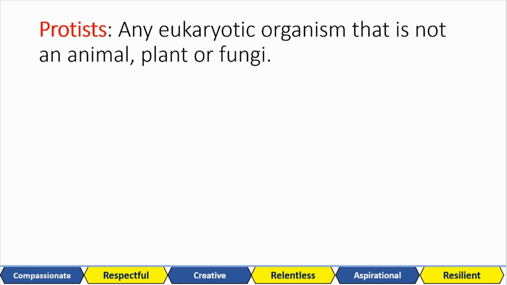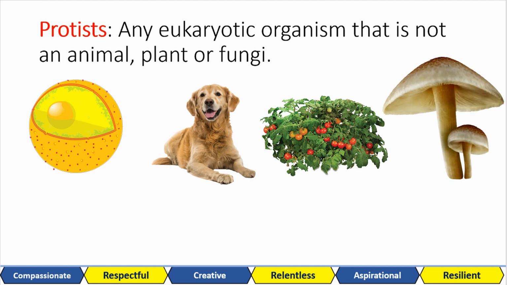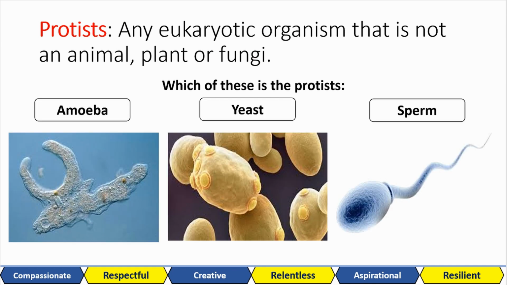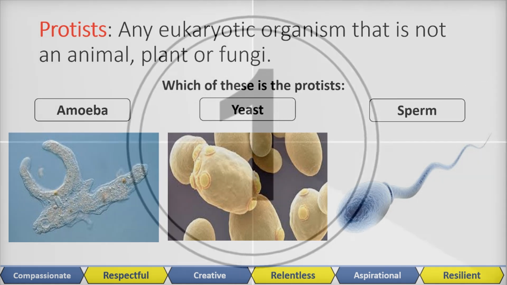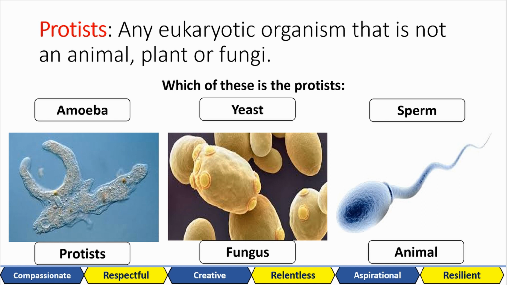For GCSE, you can classify something as a protist if it is a eukaryotic organism that isn't an animal, plant, or a fungus. Okay? Let us look at how well you do here. Take some time to try and identify which of these is the protist. The amoeba is the protist, the yeast is the fungus, and the sperm cell is a type of animal cell.